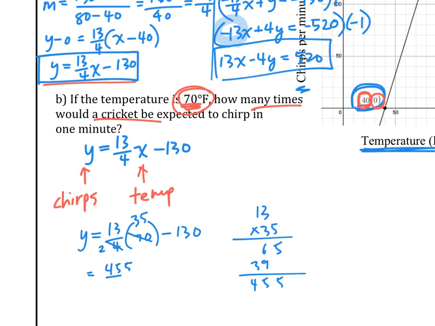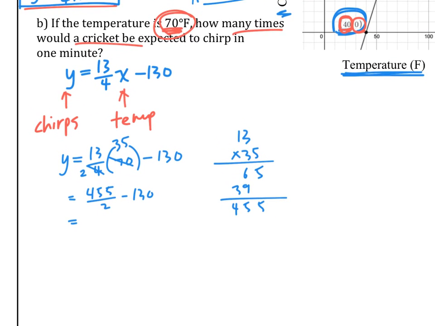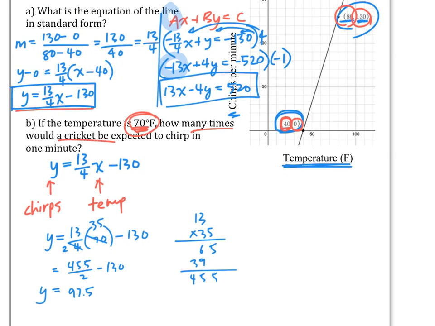So 455 over 2 minus 130. I think this is where we want to use the calculator because it's a little big. All right, so this is 97.5. So we expect the cricket to chirp 97.5 times per minute. And would that make sense? So let's look at the graph. So 70 is probably about here, right? 50, 60, 70. So 70 is about here. So we go up to this line. Is this about 97.5? It's right under 100. So looks like we did the correct calculation.